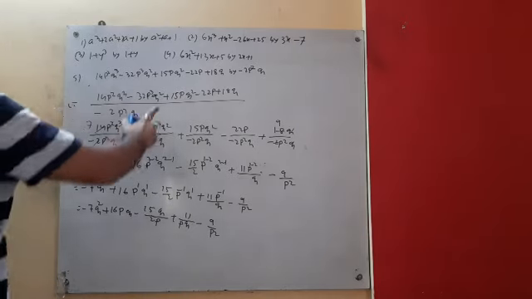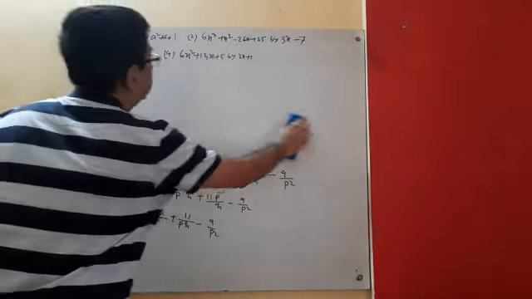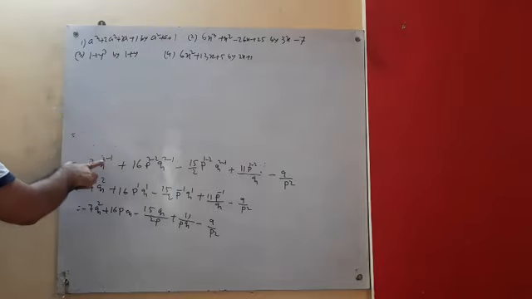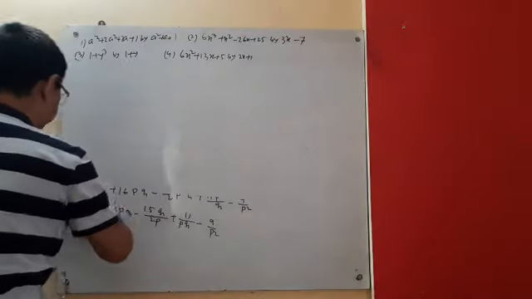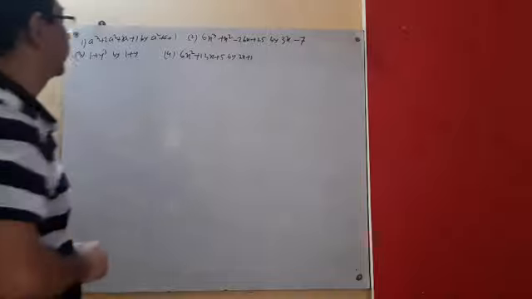So the next one is number 4, 6x square plus 3x plus 5 divided by 2x plus 1. Always check the calculation of what I have done.